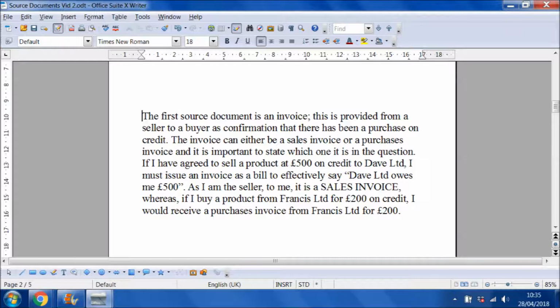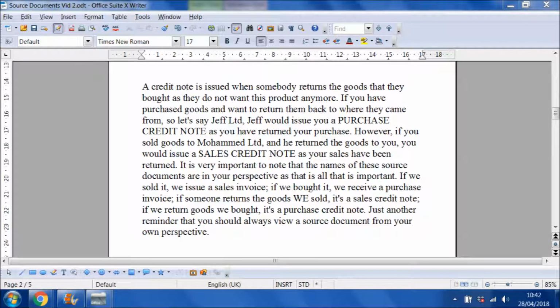If I have agreed to sell a product at £500 on credit to Dave Limited, I must issue an invoice as a bill to effectively say, Dave Limited owes me £500. As I am the seller, to me, it is a sales invoice. Whereas, if I buy a product from Francis Limited for £200 on credit, I would receive a purchase invoice from Francis Limited for £200.